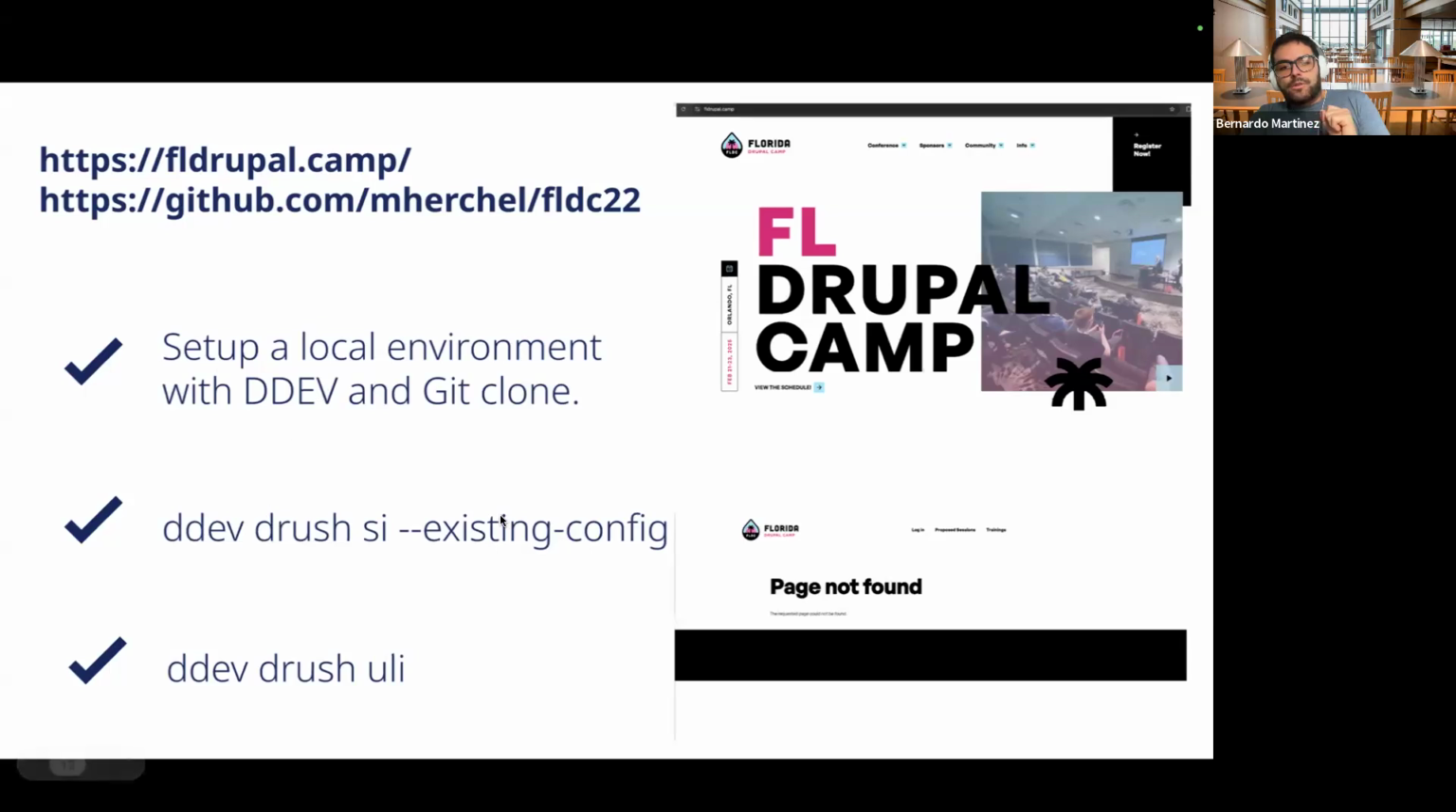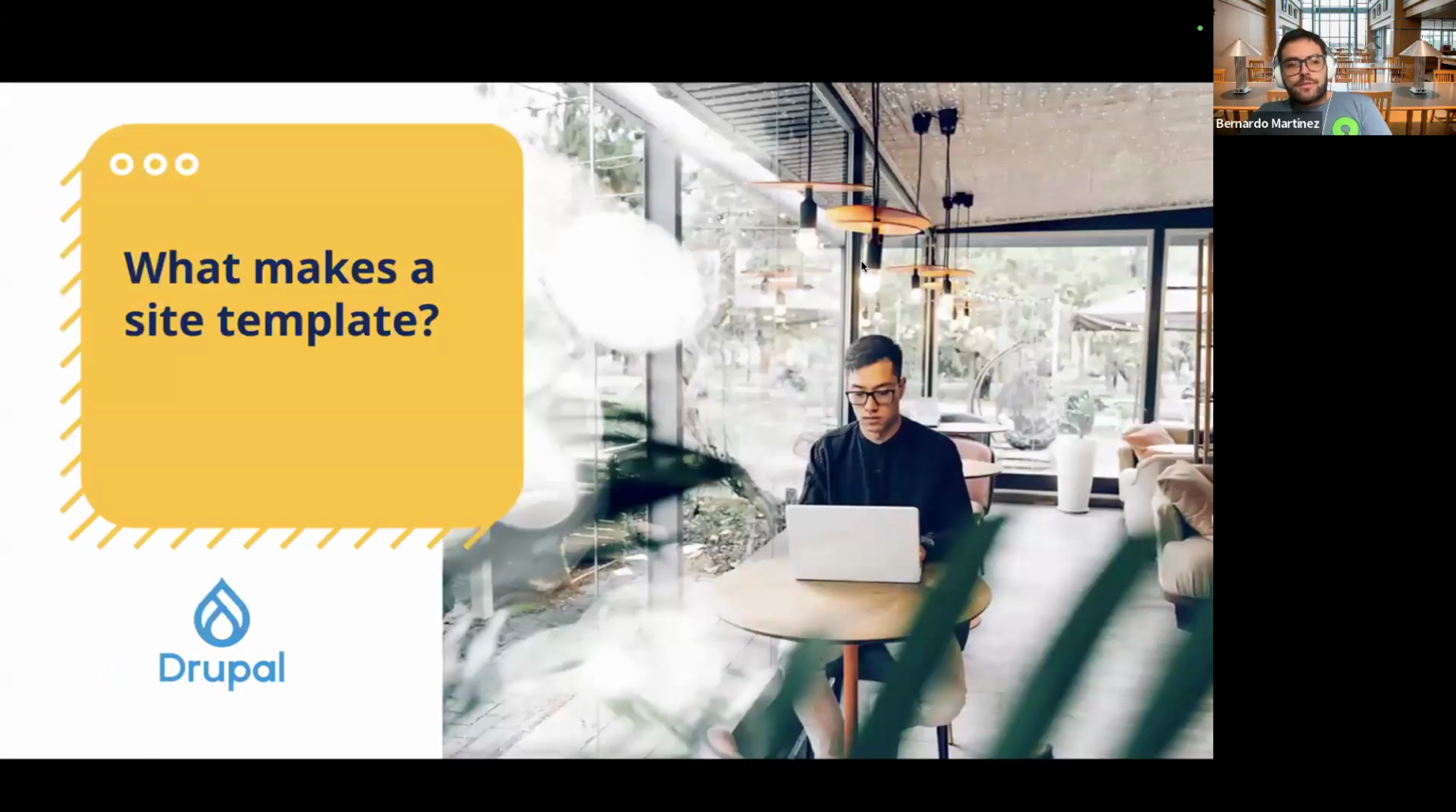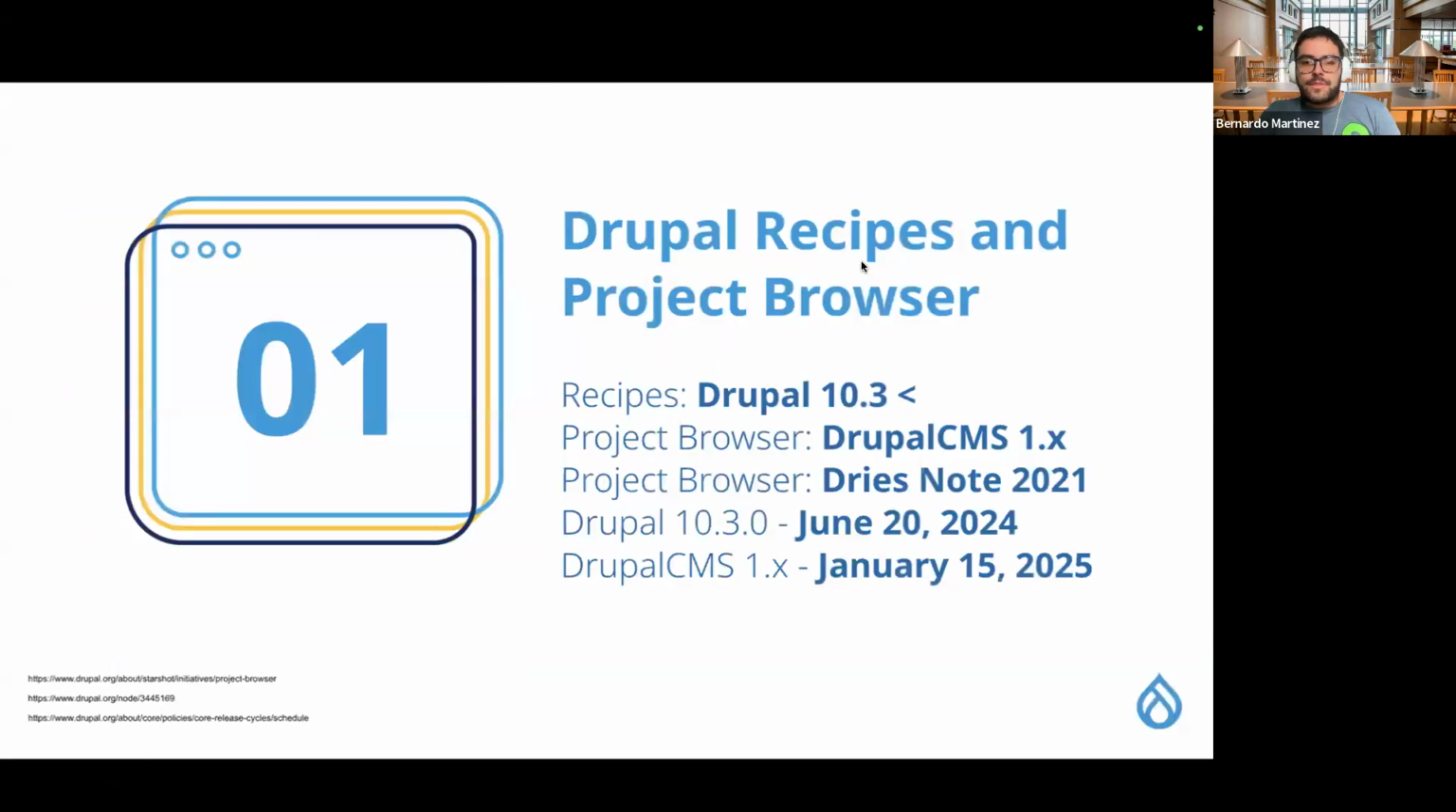And then you type in SI, which is site install, existing config, which installs it from within the config folder of that Drupal site. And then you log in. That will get you as far as having an empty template. But if you have the recipe, you apply the recipe with the default content, and then you will get here. So what makes a site template? I told you a little bit about that. There's this thing called SDC, there's this thing called recipes, but let's digest that a little bit.